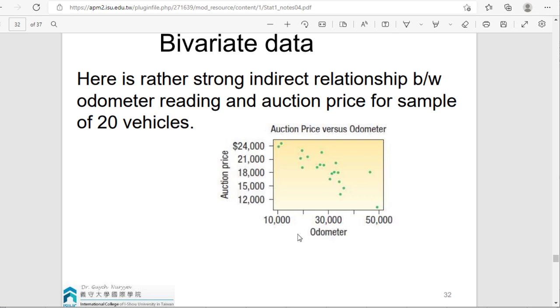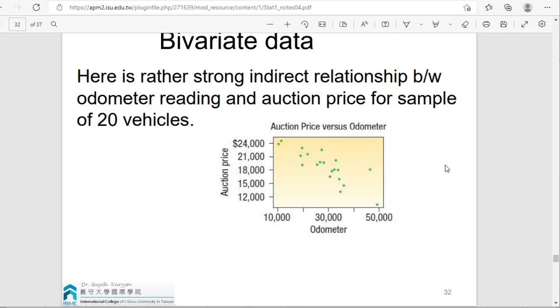Like over here, odometer shows how far the car has traveled versus the price of the car. If the car has been used more, the odometer on the car will show a greater number. That will actually mean that the price of the car would generally be lower. Negative relationship between the variable on the x-axis and on the vertical axis.